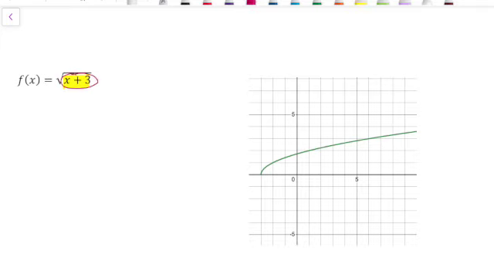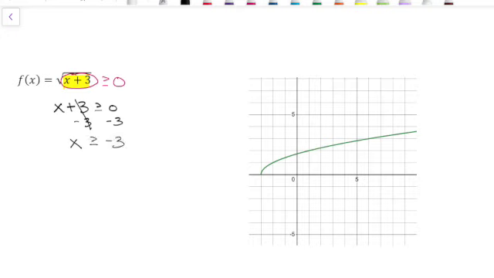So this whole thing must be greater than or equal to 0. Okay, it must be positive because I can't take the square root of a negative number. So let's set that up and say x plus 3 must be greater than or equal to 0. So we're going to subtract 3 from both sides. And x is greater than or equal to -3.